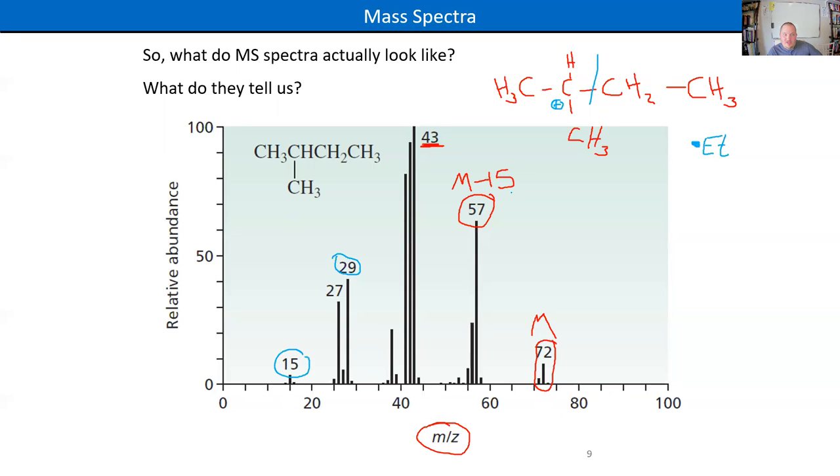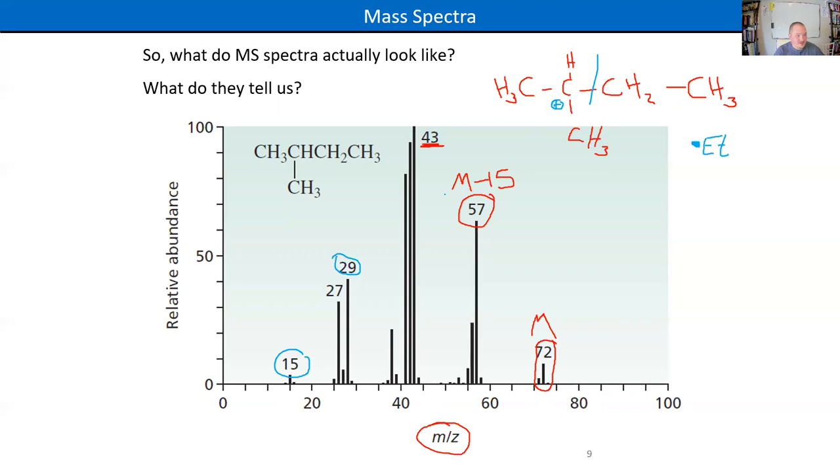So 15 is going to be a methyl group, and minus 15 is our starting molecule without a methyl group. Cutting right here gives us 43 and 29. How could we get to 27? Get rid of two more hydrogens? Is there an easy way to do that? We can't cut off two methyls. So sometimes it gets a little bit tricky for some of these, right? Because it's not entirely obvious right off the bat what's happening.